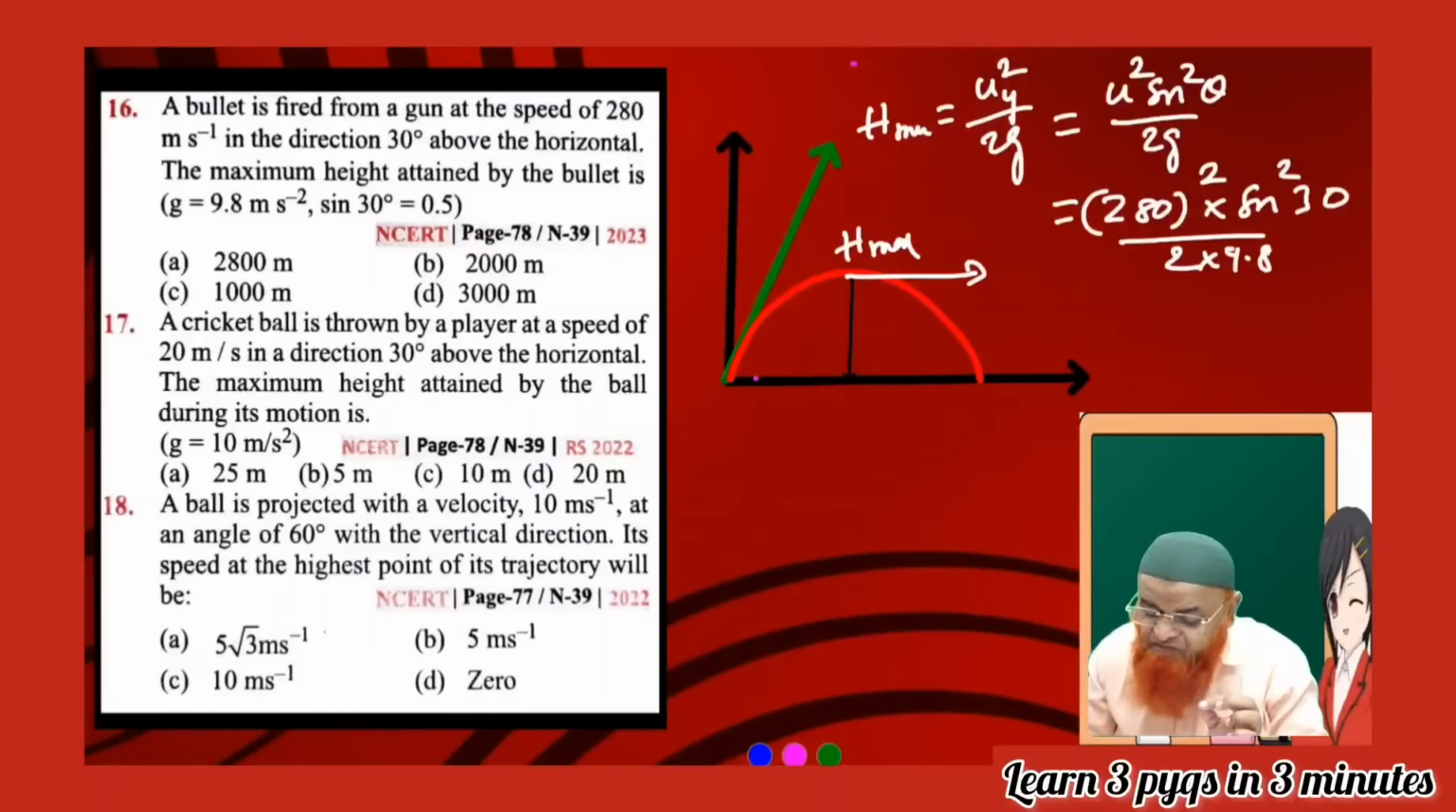The 17th one also, the same formula you have to apply. You will get the answer easily. But if you want to find out the 18th question, the concept here is, what is the maximum velocity? What is the velocity at the highest point here? Either it is the highest point or the lowest point.